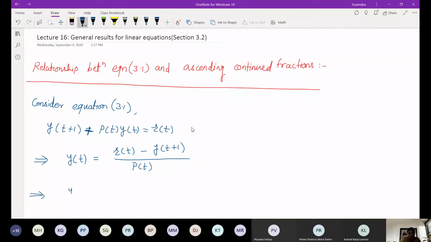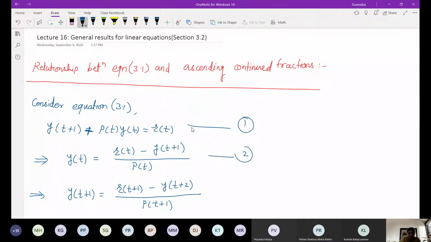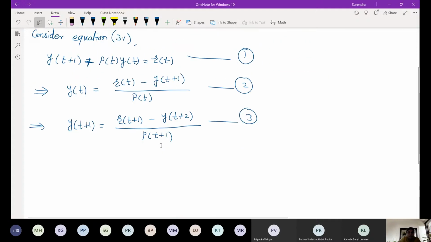Again, from this I can write y at t plus 1. What will it be if y t is this one? What is y at t plus 1? It is r at t plus 1 minus y at t plus 2 divided by p of t plus 1. So these are our equations number 1, 2, and 3.